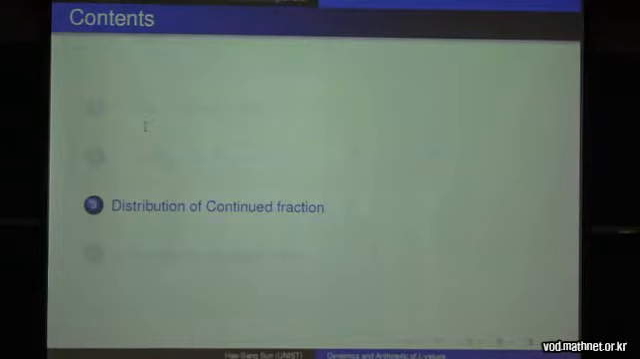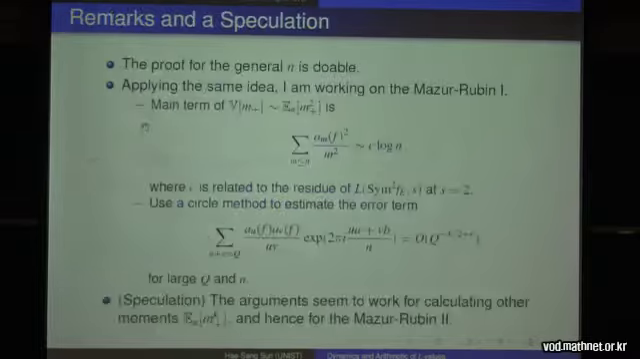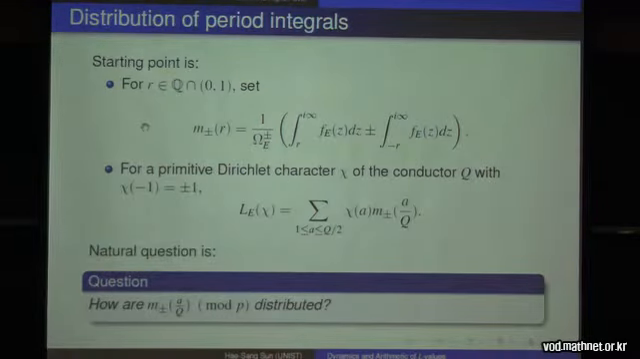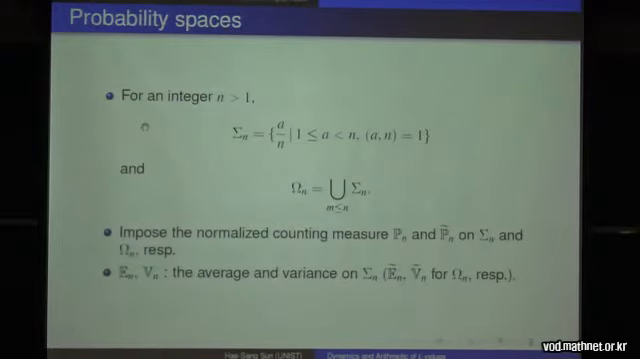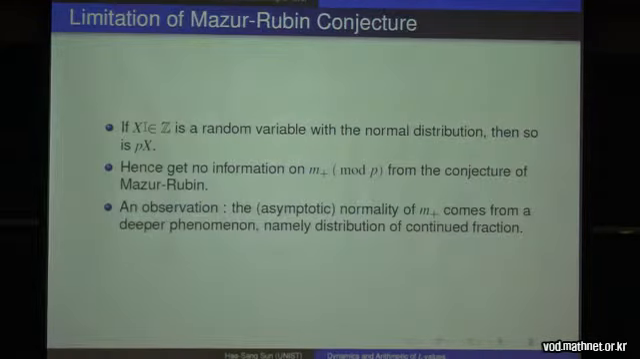Okay, but this very important Mazur-Rubin conjecture also has some limitation in this sense. Remember, the original problem is this. We want to know how this variable mod p is distributed, but the Mazur-Rubin conjectures only give us information about the complex value of this variable. But you see, in general, if x is an integer valued random variable with a normal distribution, whatever, then if you multiply x by p, it also has a normal distribution.